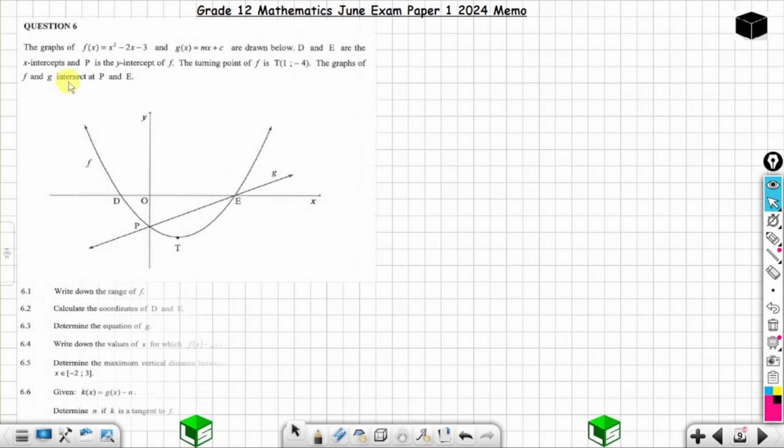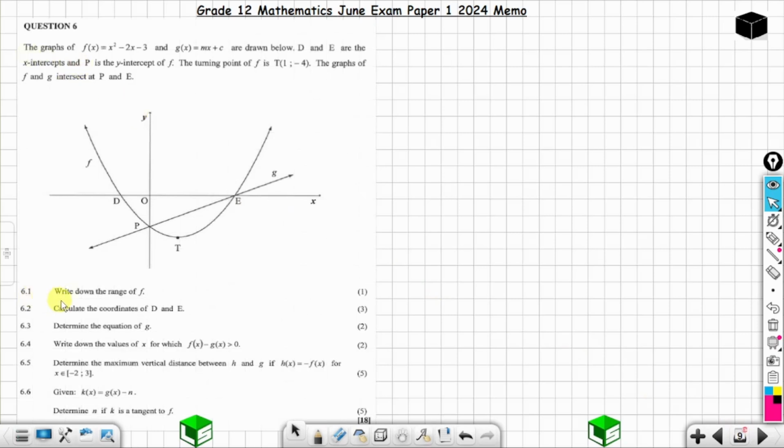Now question 6.1, write down the range of f. 1 mark. 6.1, the range of f. The range of a graph is always found on the y-axis. You start from the bottom, you go to the top. From the bottom to the top.